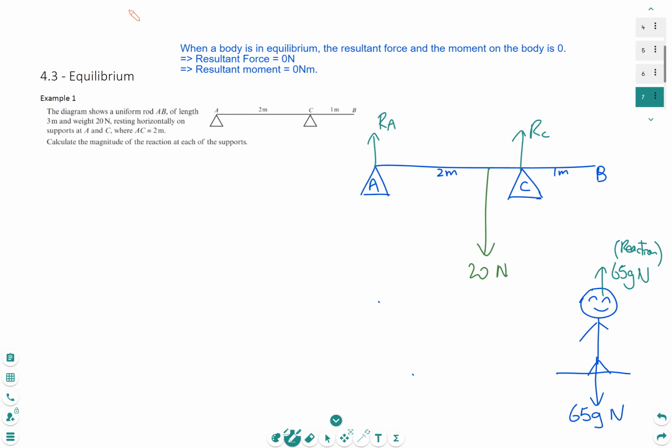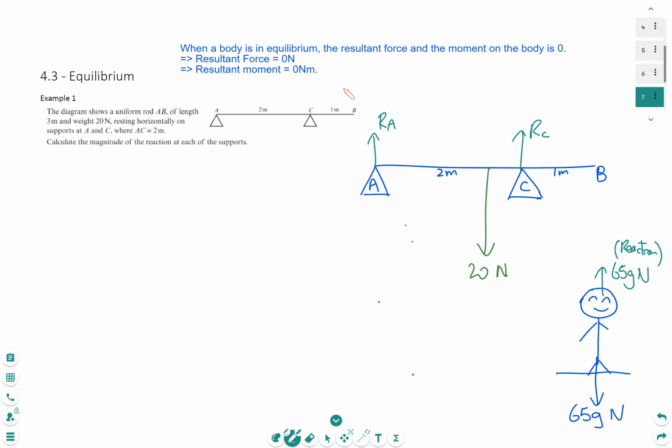One might be thinking, why are they not both 10 Newtons then? If the total is 20 Newton, why are they not 10 Newtons? That's because the whole thing is not balanced, it's not symmetrical. Does it make sense? If C were in the middle, then yes, RA and RC would be 10 Newtons each. But because C is not in the same symmetrical position as A, A and C would not provide the same force in supporting the 20 Newton.